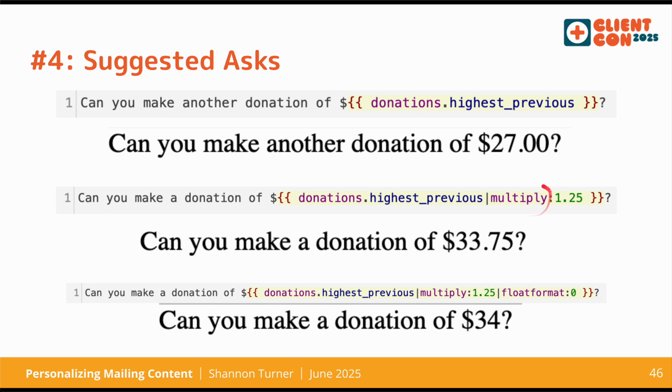We can also use a filter to multiply that amount. Can you make a donation of donations.highestprevious and then multiply that by 1.25? That'll give us $33.75, which is fine, but I think we can make that look nicer if we apply the float format filter with 0. Float format will say, how many decimal places do we want? We want 0 decimal places. Now we're getting a donation of $34 instead.